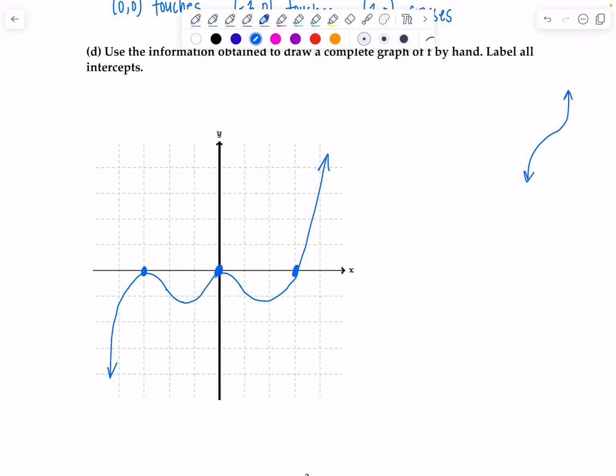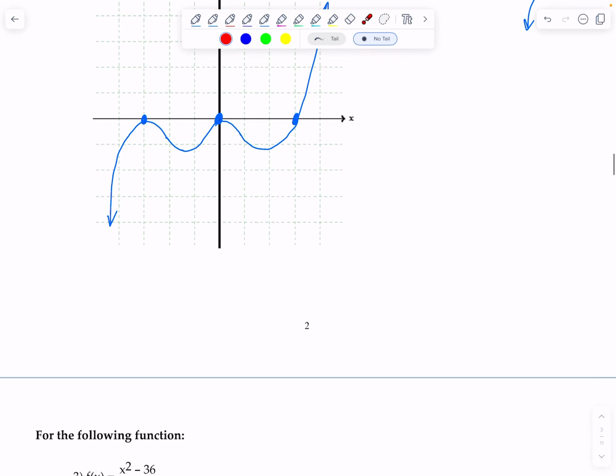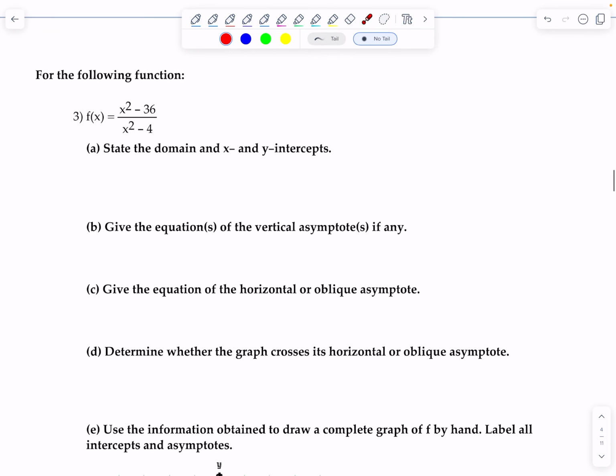And you're done. So overall, if you were to zoom out, this graph looks just like this. It just got extra wiggles in the middle, but if you zoom out far enough, you wouldn't see them. So we know we did things correctly. Okay? Beautiful. Now for a rational function.